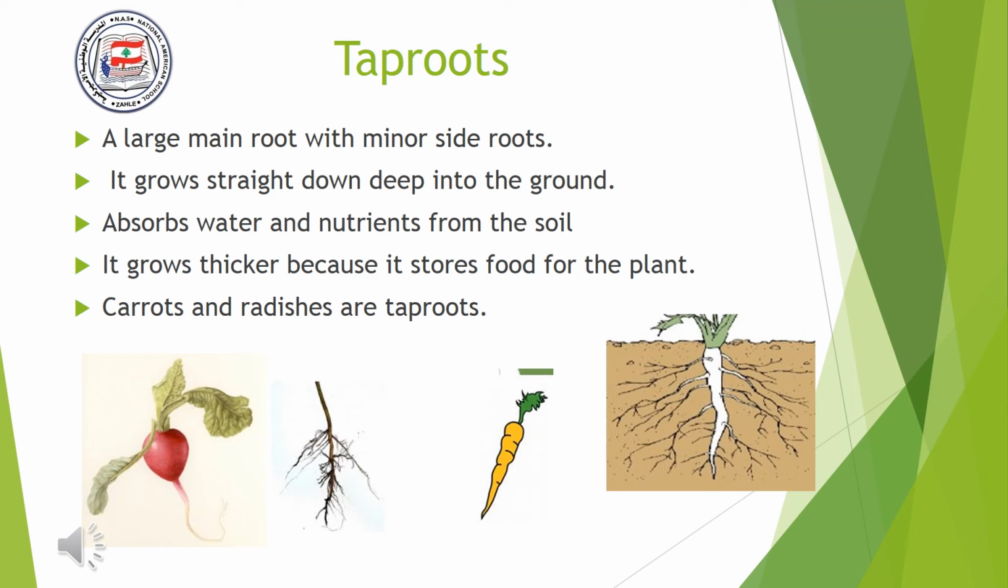You can see the white root coming down. This is the taproot. Branching from it, these minor side roots mean these small and thin roots. If you see, it grows straight down deep into the ground. It absorbs water and the nutrients from the soil. It grows thicker because it stores food for the plant. So it's thick, okay? So examples of taproots are the carrots and radishes.